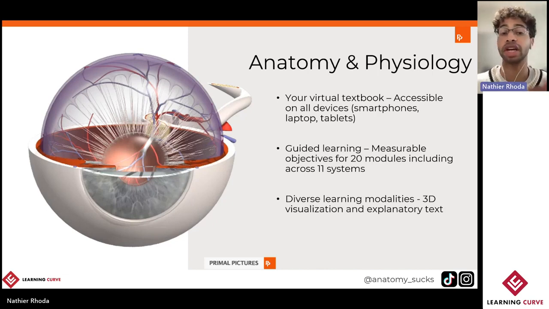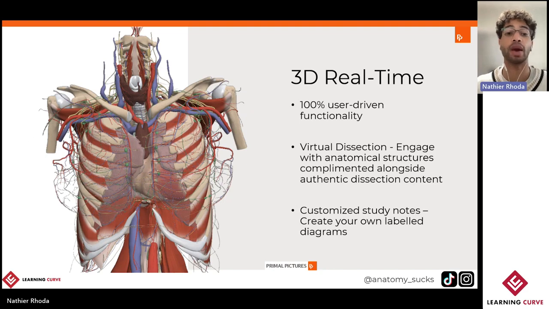We then have 3D real-time, and this is a 100% user-driven platform which allows you to interact with different pieces of anatomy at the level of individual structures. Now, this is one of two atlases of gross human anatomy, and this is where you'll be able to perform a virtual dissection. Now, what that simply means is, like I said before, you're able to interact with different pieces of anatomy at the level of individual structures and also create your own customized 3D model.